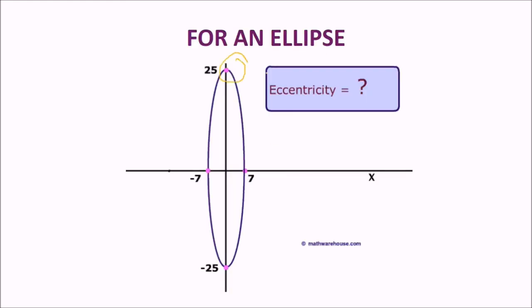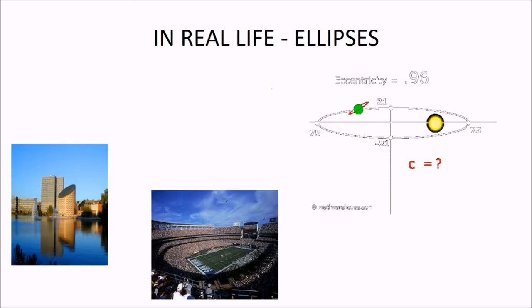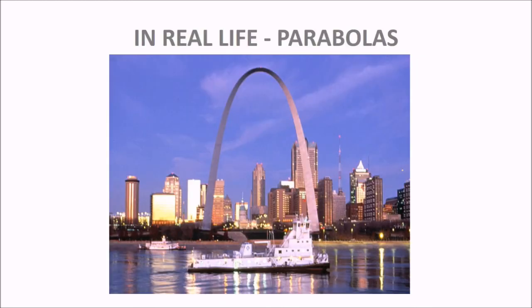For an ellipse, what is the eccentricity? We have just seen. Please answer this. So in real life, the eccentricity, see, 0.96. How we got this, I leave you with this exercise.